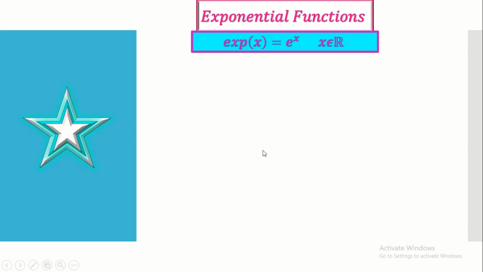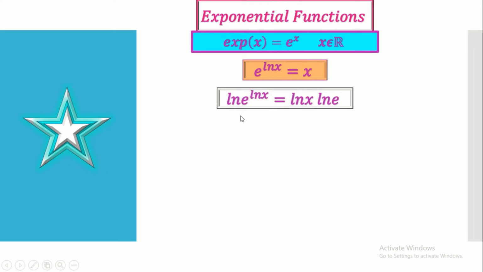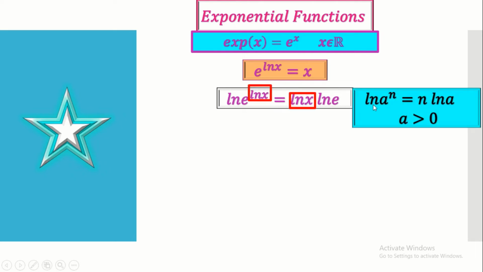Now let's learn more properties about the exponential functions. Also, if we have exp(ln x), it will be equal to x. Let's prove it together. When we have ln exp(ln x), the power of e, which is ln x, we can write at the beginning, since ln a to the power n is equal to n ln a. So it's ln x times ln e. Well, it's ln x times 1. So it's equal to ln x.